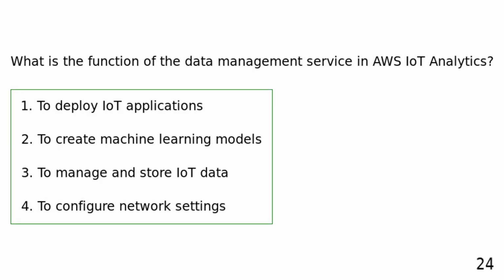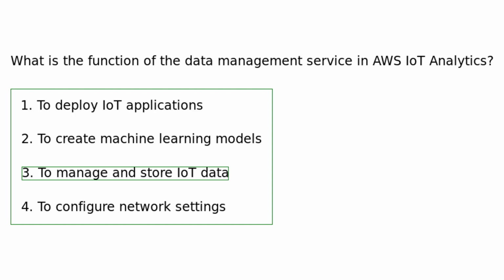What is the function of the data management service in AWS IoT Analytics? To deploy IoT applications. To create machine learning models. To manage and store IoT data. To configure network settings. The data management service in AWS IoT Analytics manages and stores IoT data.